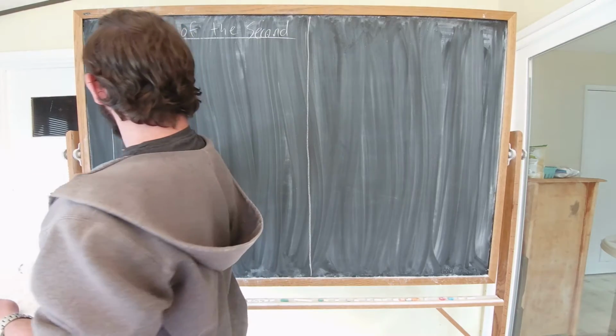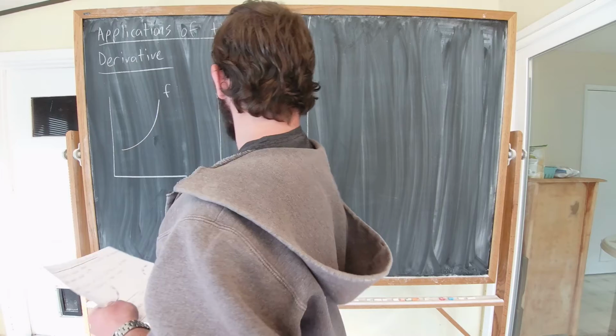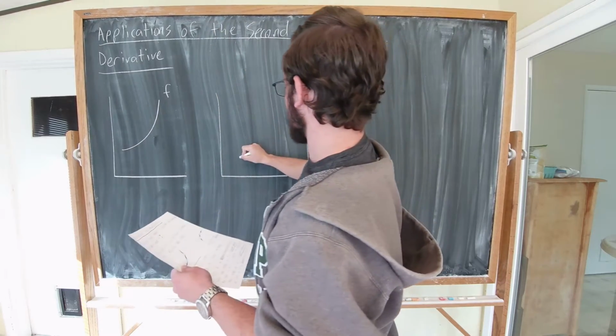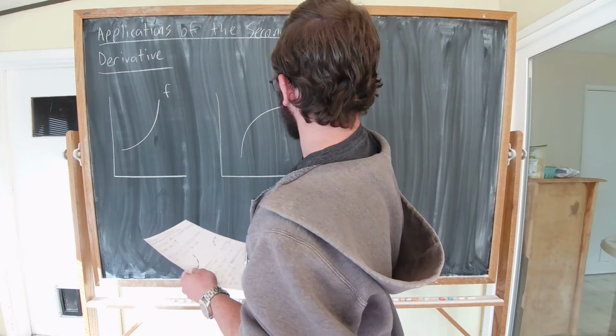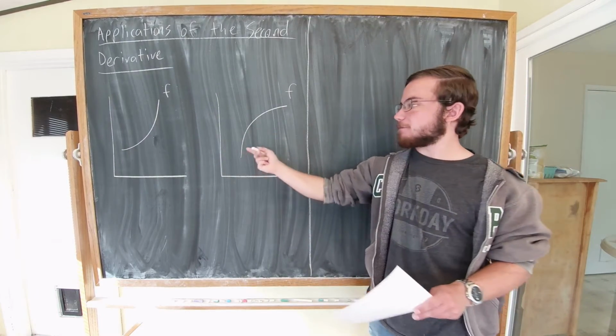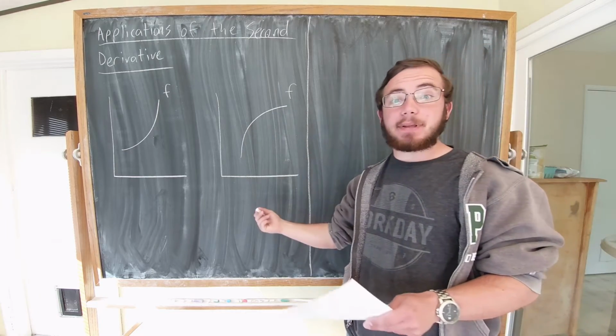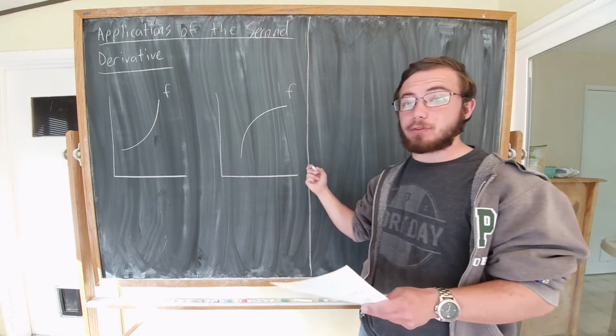Maybe one picture where we have a function f that looks like this. Maybe another where we have a function f that looks like this. These are both increasing functions, right? They both have positive first derivatives all the way through. But let's look at what happens to the first derivative as we move from left to right.